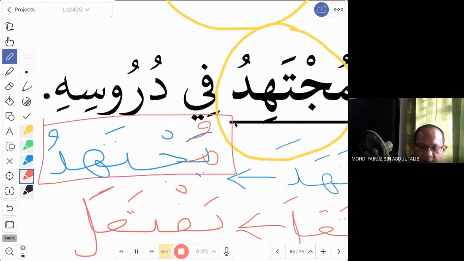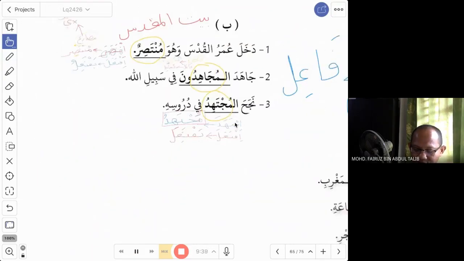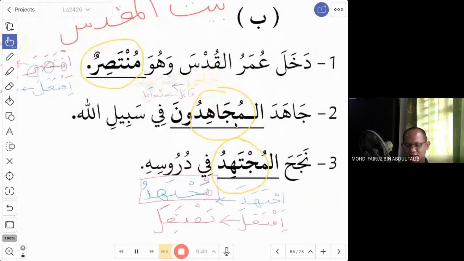So who is a mujtahid? The person who ijtahada, the person who yajtahidu. We call him mujtahid. Now, any question for this? 4 steps. Yeah, 4 steps.